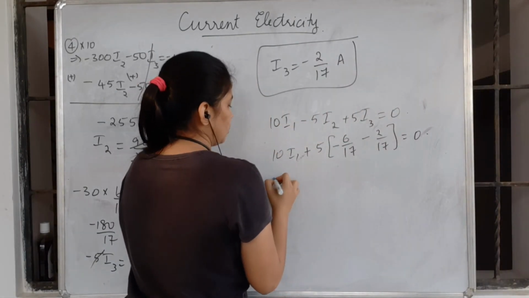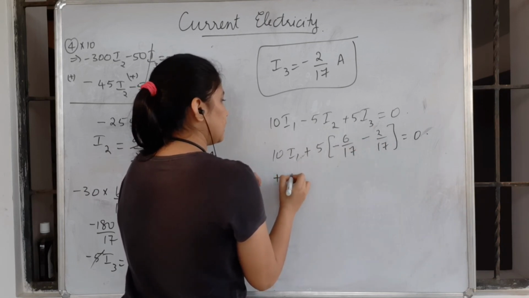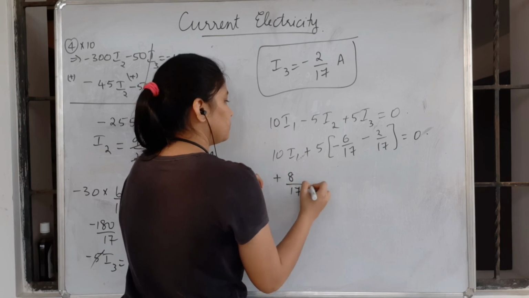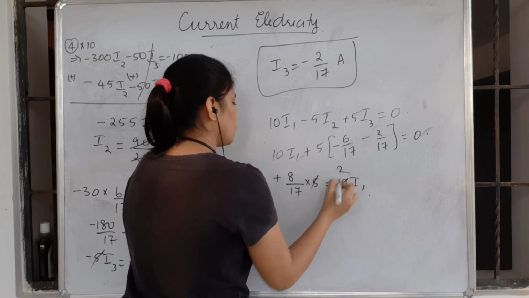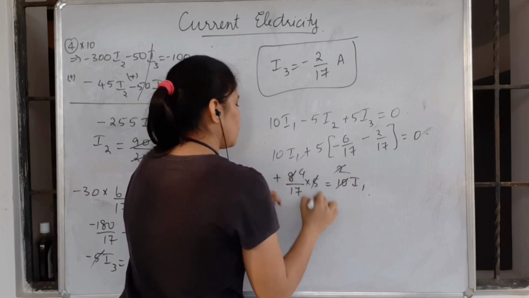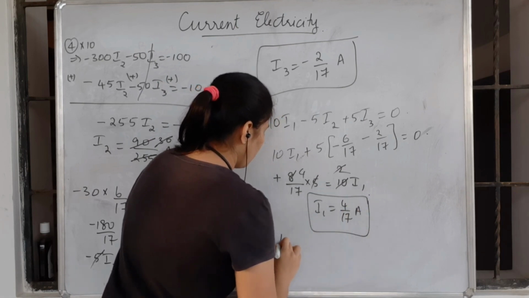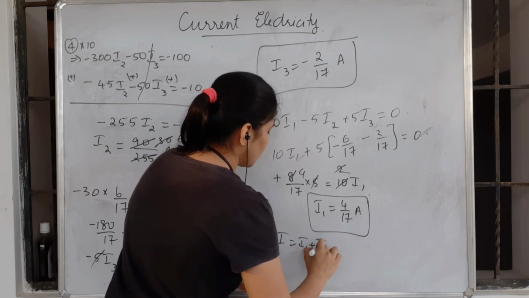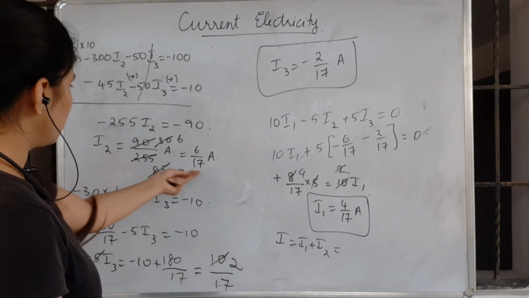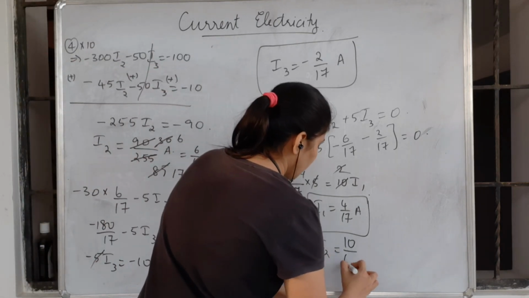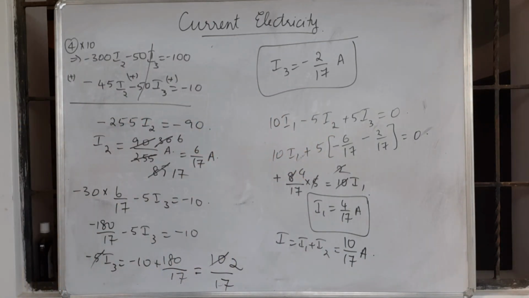Alright, so you can take this to the other side. So I'll get 8 by 17 into 5 is equal to 10 I1. So I1 is equal to 4 by 17 ampere. Alright, and what is I? I is equal to I1 plus I2. So the total current is I1 plus I2, 6 plus 4, so that is 10 by 17 ampere. So that is all for this question. I hope you followed.